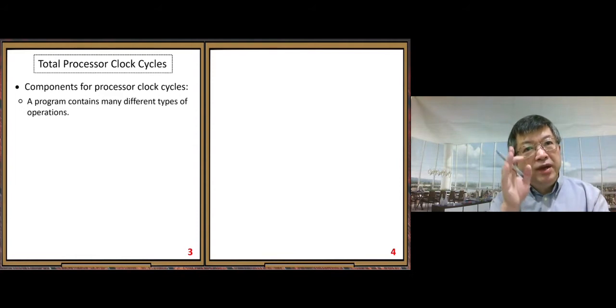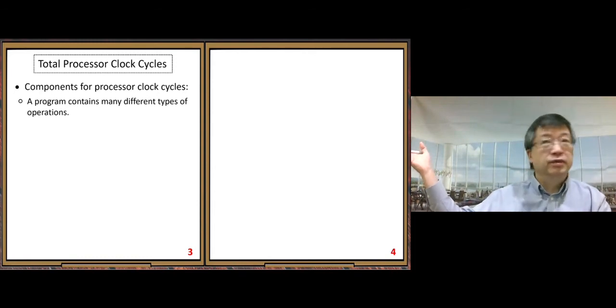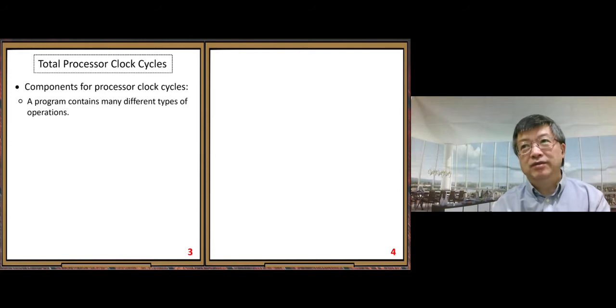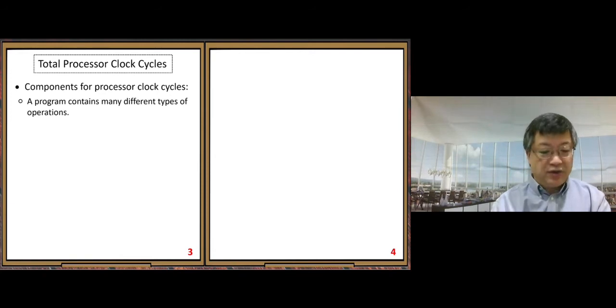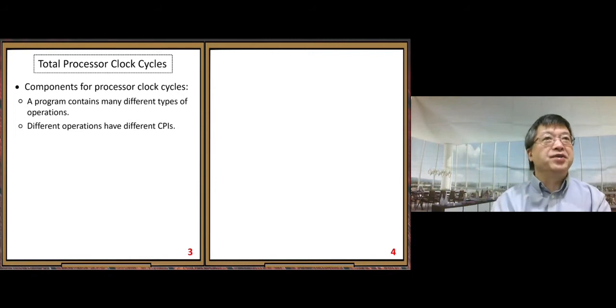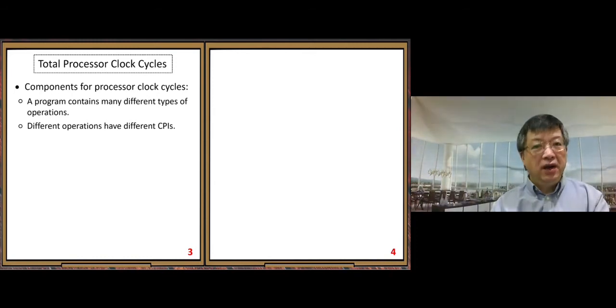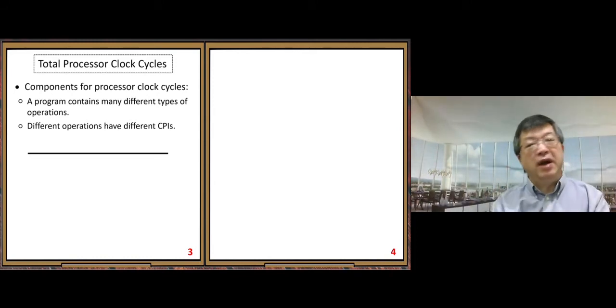A program contains many different types of operations: addition, multiplication, subtraction, division, right? Load, store, for loop, right? Many different operations. Different operations have different CPIs. So we need to look at the individual CPIs. Here, let me just use a simple diagram.